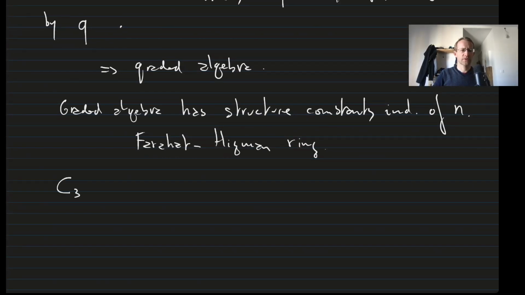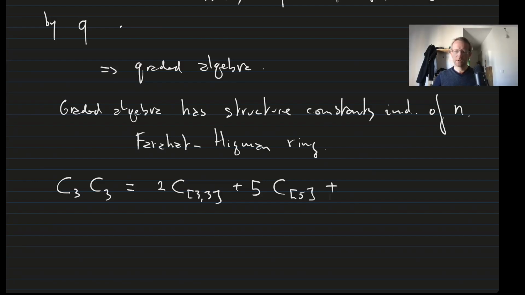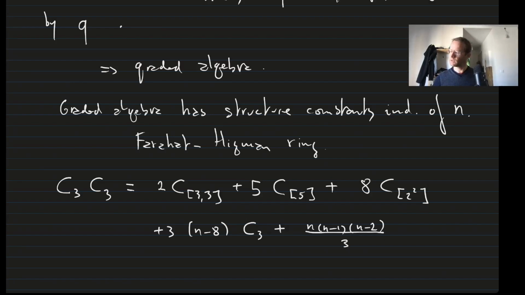So if we do the ordinary product in the usual symmetric group algebra of the single 3-cycle conjugacy classes, then we get 2 times C_{3,3} plus 5 times C_5 plus 8 times C_{2,2} plus (3n minus 8) times C_3 plus n(n minus 1)(n minus 2)/3 times the identity conjugacy class.